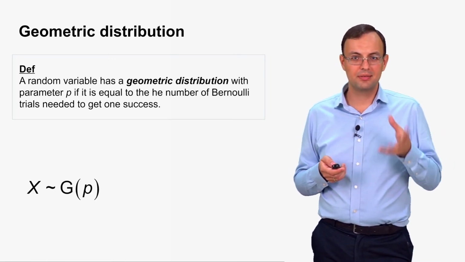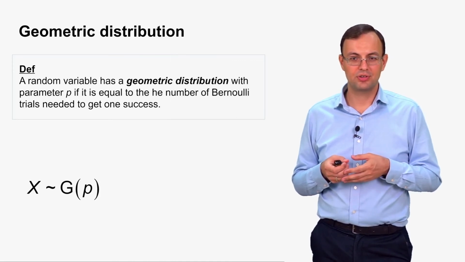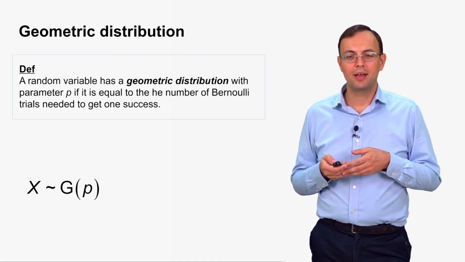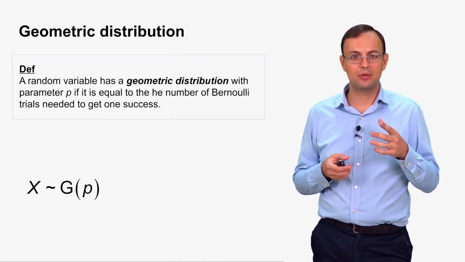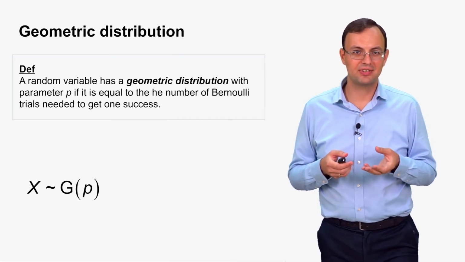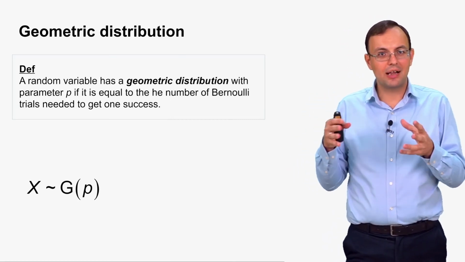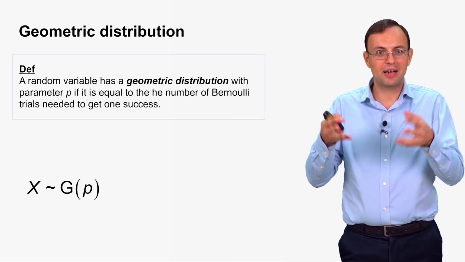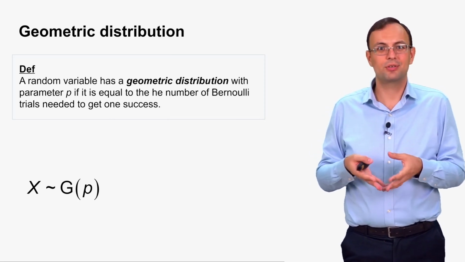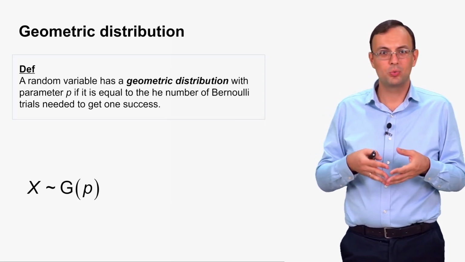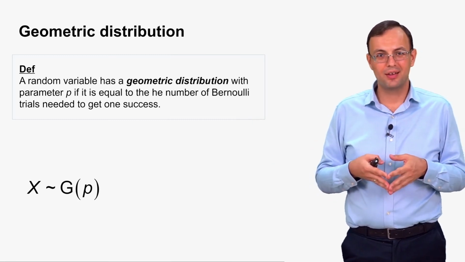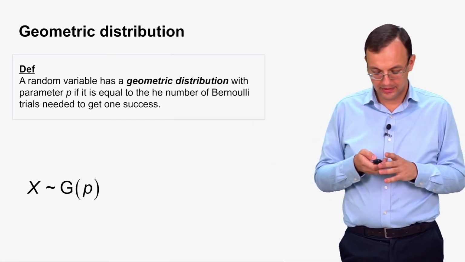The symbol of geometric distribution is letter G. It has only one parameter, as only the probability of success is important and the number of trials is unknown. So the number of trials is random here because we don't know which one will be the first successful one.